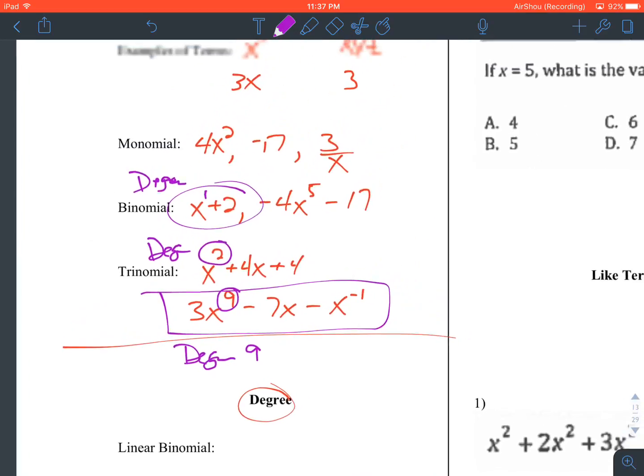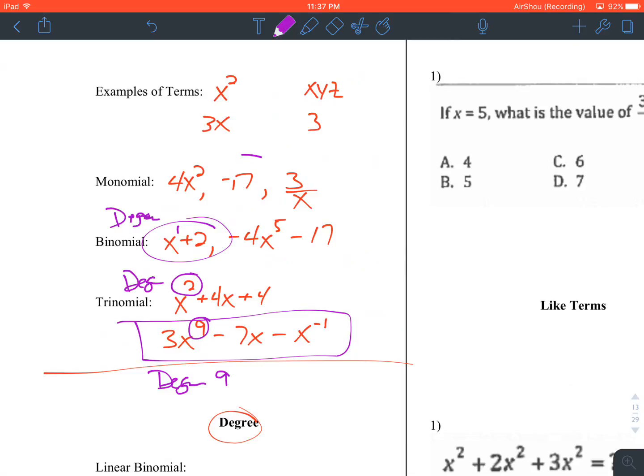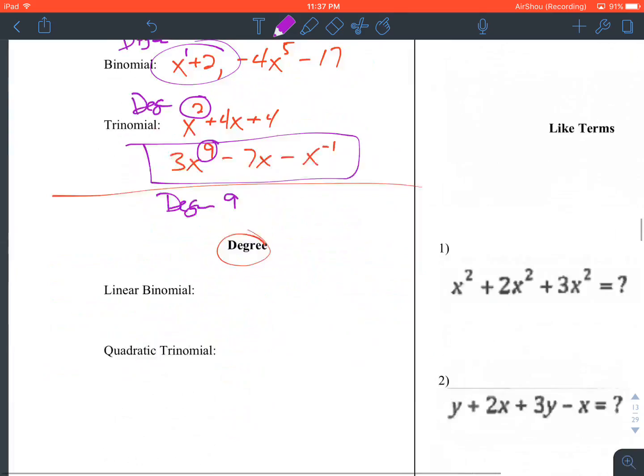If you had a single term, like this monomial negative 17, the degree is 0. Not because it's a single term, but because the exponent for x is 0. Because negative 17 times x to the 0 equals negative 17 times 1, because if you recall, x to the 0 is the same thing as 1. So to sum up, degree is the largest exponent for a variable in any given term.